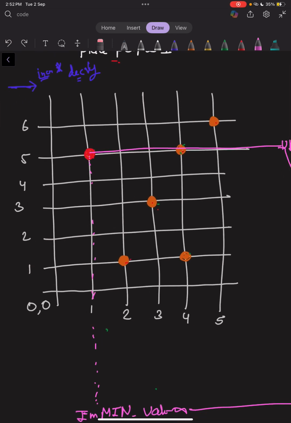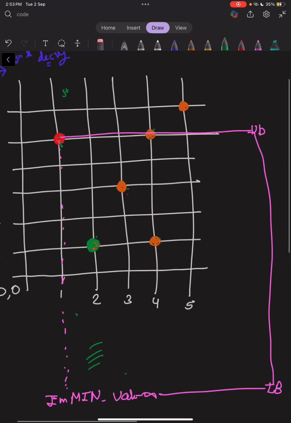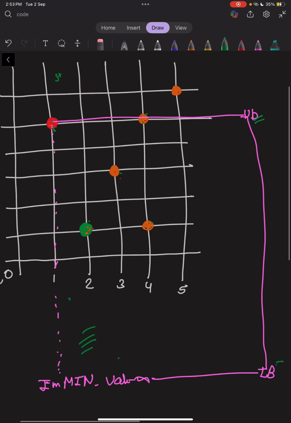Now this is our starting point, right? Now we will go to the next points because we have already sorted them, so it will go in this order only. The next point will be this one. When we reach this point and compare it with the starting point, we will check whether it is coming under the valid bounds, the bounds that we have considered. Yes, it is coming under this.